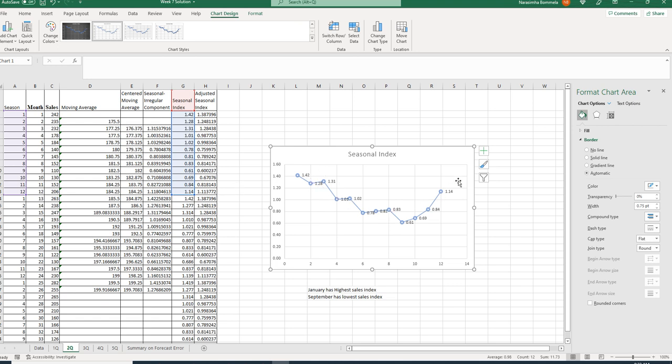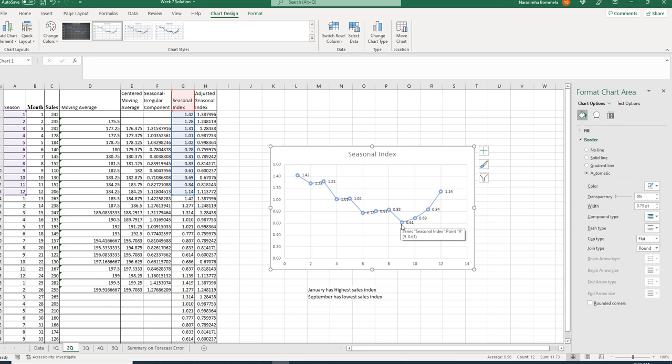Based on this seasonal index, it is identified that the seasonal index is highest for the first month, that is January, and the seasonal value is lowest during the 9th month, that is September. The value is 0.61 as the seasonal index for September, and 1.42 is the seasonal index value for January. This clearly explains that when the season is near January, the value is highest, and when the season is near September, the value is least.